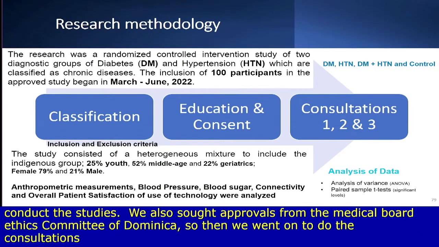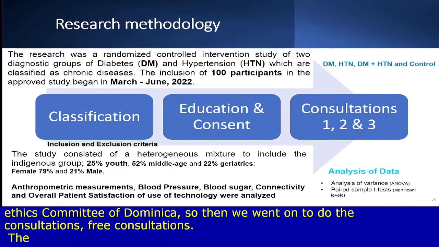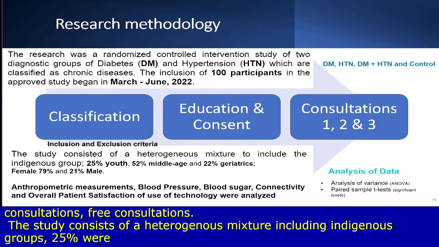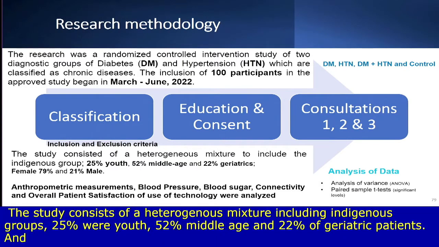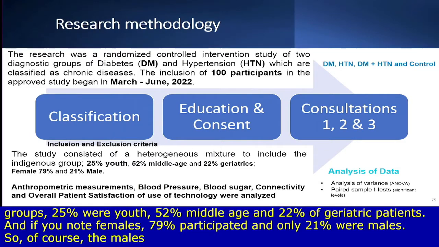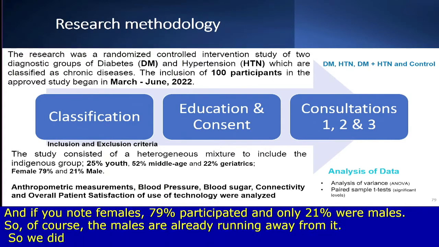So the study consisted of a heterogeneous mixture, including indigenous groups, 25% youth, 52% middle-aged, and 22% geriatric patients. And if you note there, females, 79%, participated, and only 21% of the males. So of course, the males are already running away from, you know, being healthy. We did the anthropometric measurements, blood pressure, blood sugar, connectivity, and overall patient satisfaction for the use of the technology was analyzed.